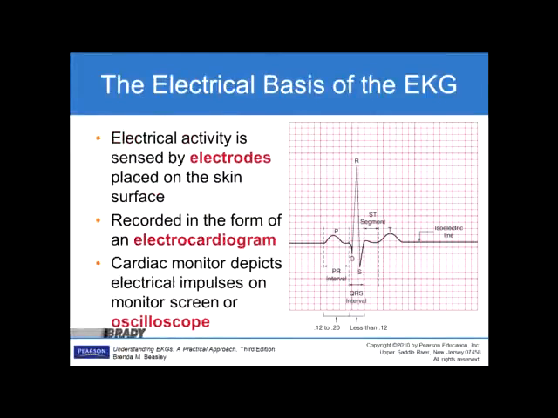Now, whenever we're looking at the EKG, everything that is above the isoelectric line means that the electricity was headed towards a positive electrode, and everything below the isoelectric line means the electricity was headed towards a negative electrode. Now, this is going to become important whenever we're looking at 12 lead later on in the EKG.